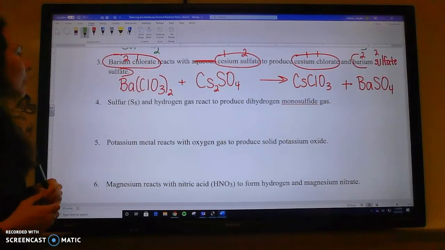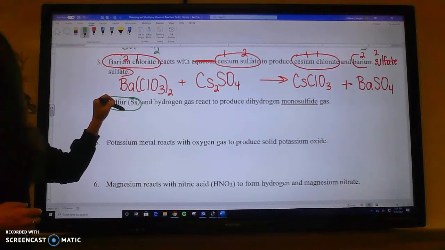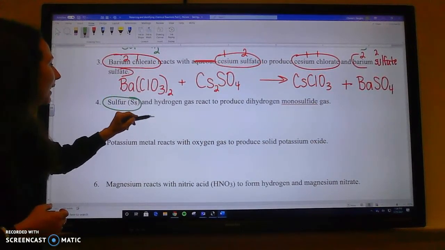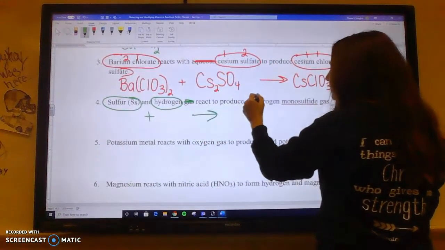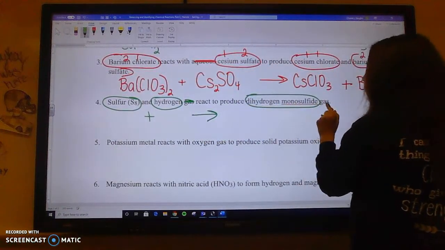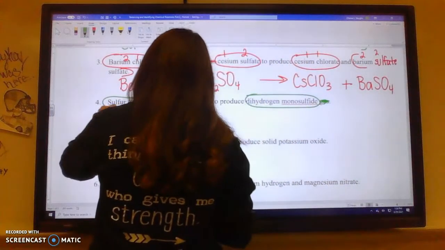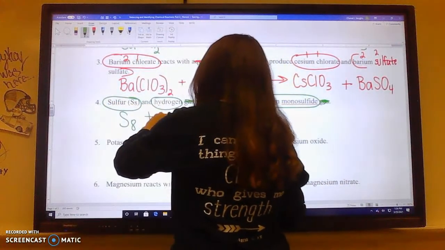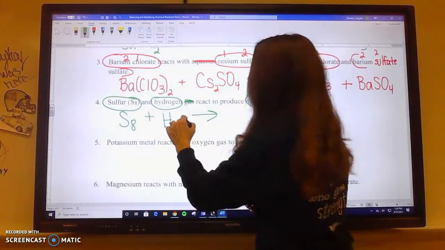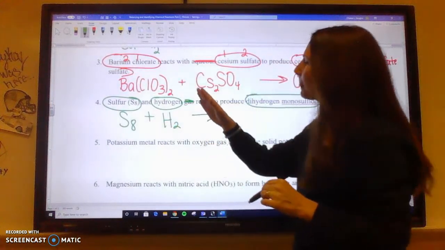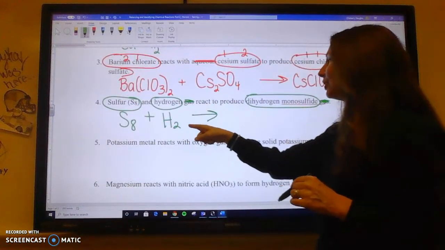I told you everything was ionic, so you look for charges. Number 4, we have sulfur. They tell us the formula. It's not diatomic. And hydrogen gas react to produce dihydrogen monosulfide and then gas. We'll scratch out gas. So this one is S8 plus hydrogen. Hydrogen is a nonmetal. All gases are nonmetals. I hope that context clue helped you out there. The hydrogen's on the left side of the periodic table. However, it's a nonmetal. So it's H2.